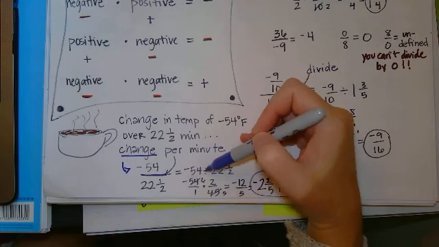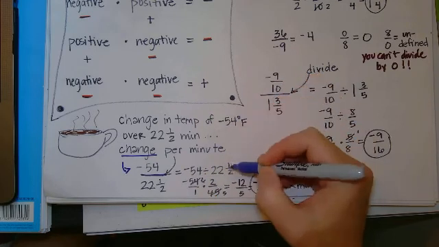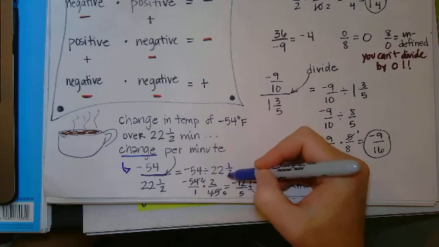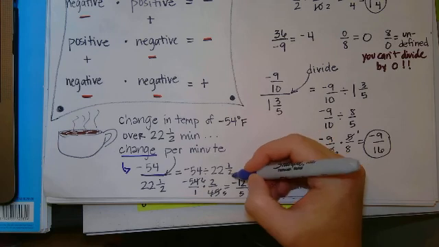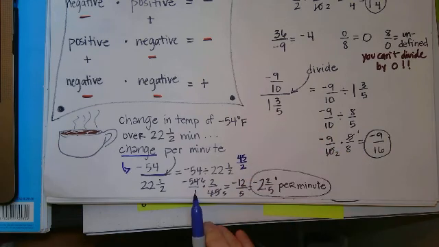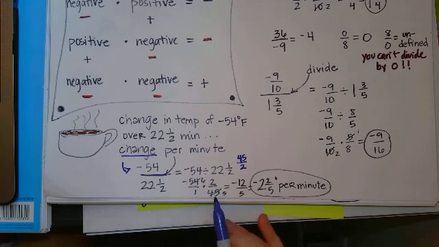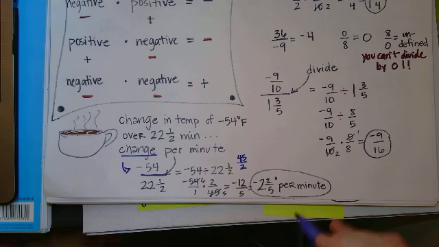So I'm going to rewrite it straight out, negative 54 divided by 22.5. I'm going to need to change 22.5 to an improper fraction, and when I do that, I get 45/2. And then when I change it to a multiplication problem, I multiply by the reciprocal. That's why you see 2/45 here. Then I cancel out some factors, and I end up with negative 12/5, which is equal to negative 2 2/5 degrees per minute.